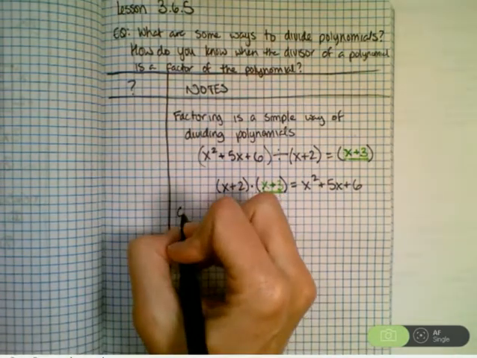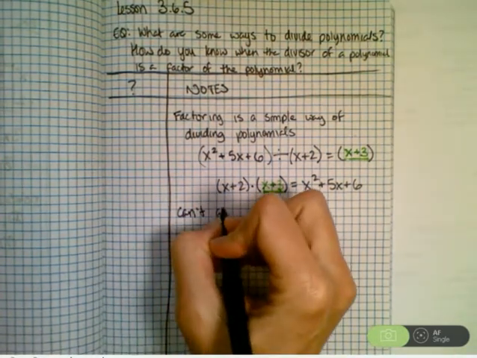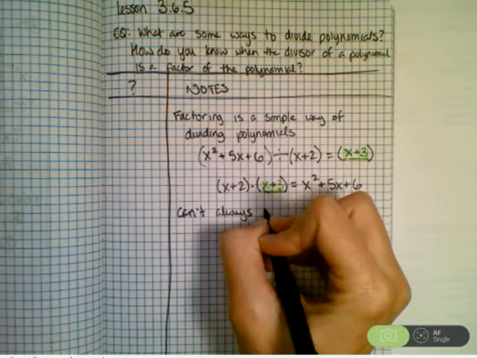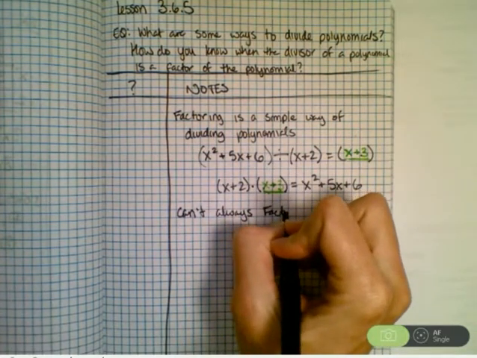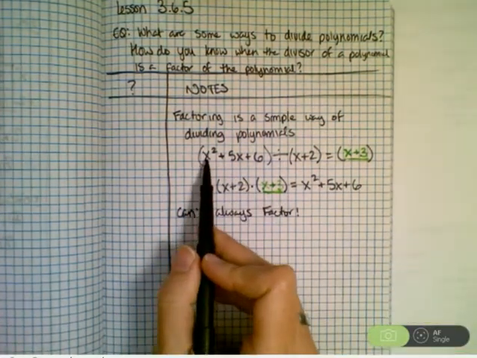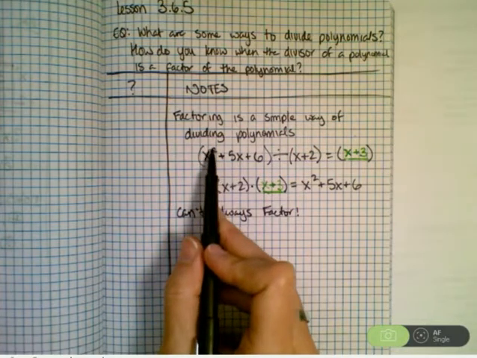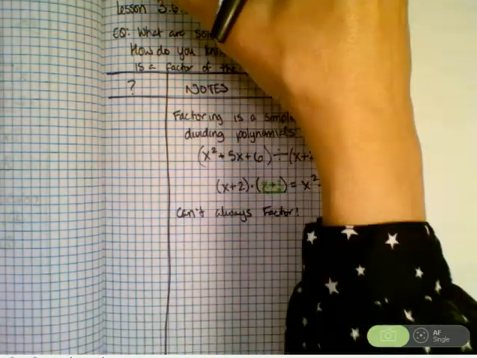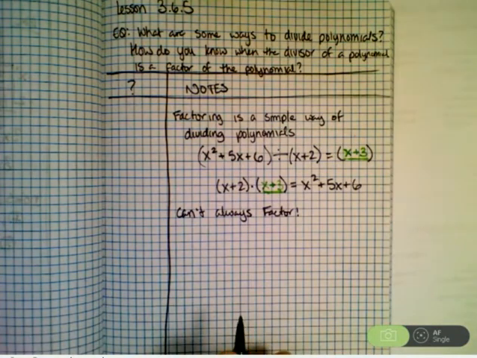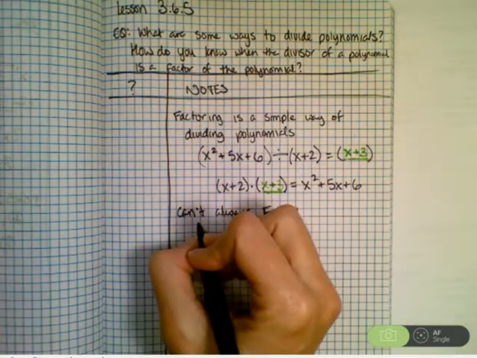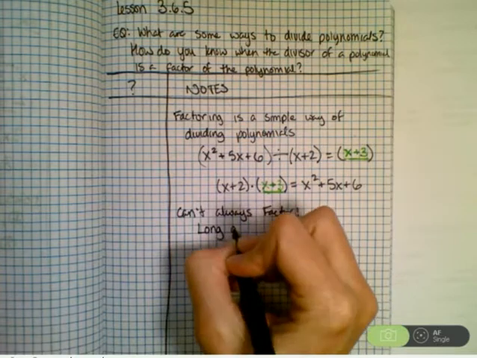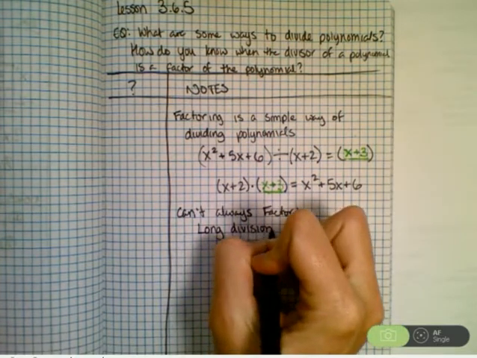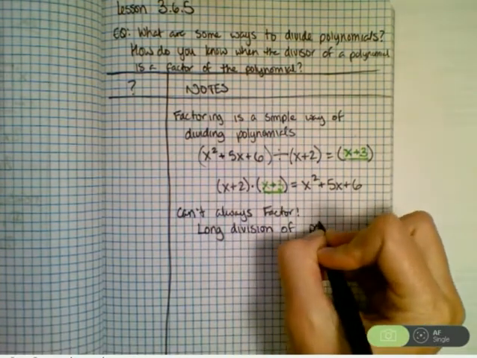And the thing is, we can't always factor. If we don't have an x squared term in front, if we have a higher polynomial, then we're going to have to do something more in order to do our division. So what we look at then is what we call long division of polynomials.